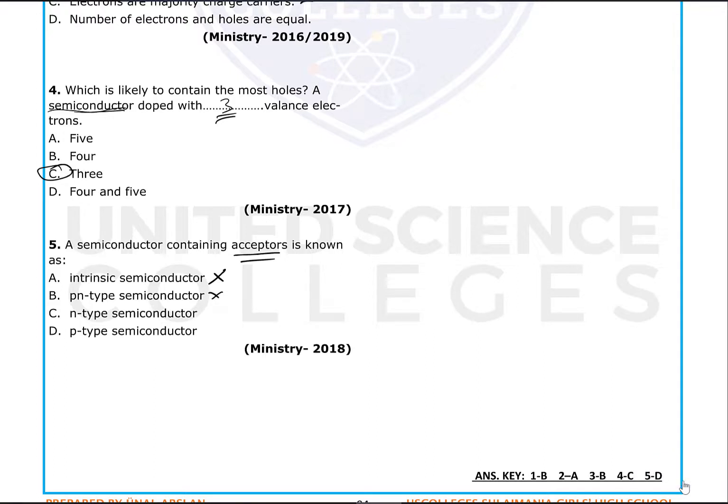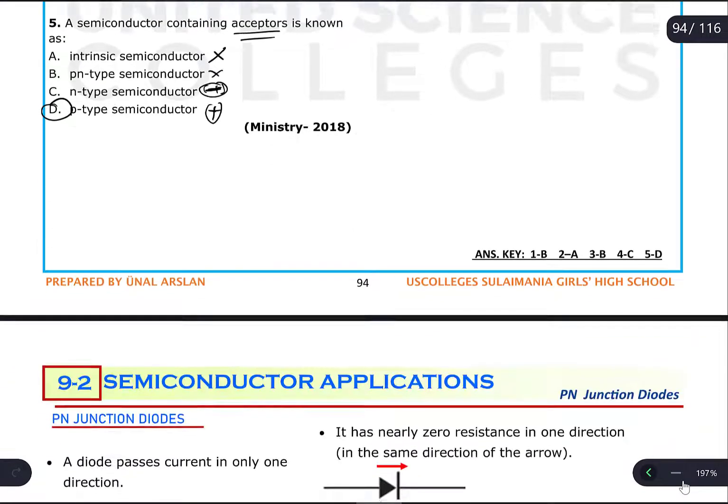N-type semiconductors have additional electrons. So these electrons are donated from the impurity structure. So this atom is called a donor atom, not acceptor. P-type semiconductor, correct, because P-type semiconductors have holes, empty space, so they accept electrons from the solid. So that's why P-type semiconductor is the answer in here.